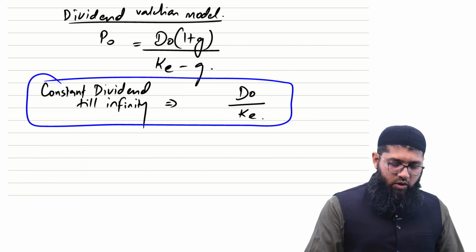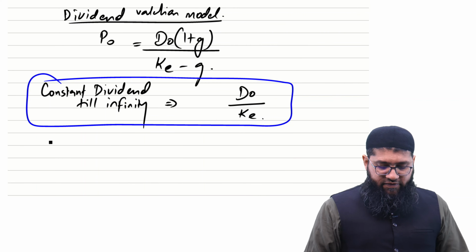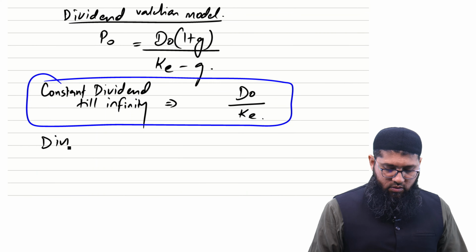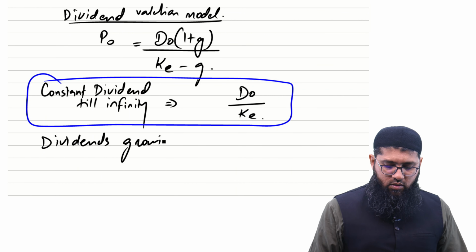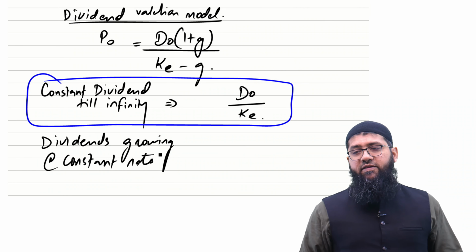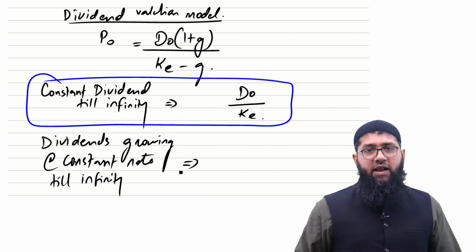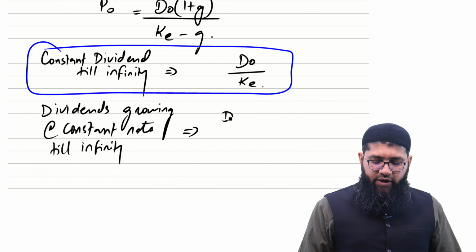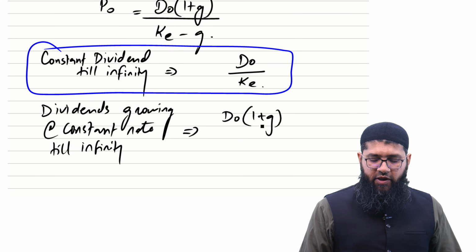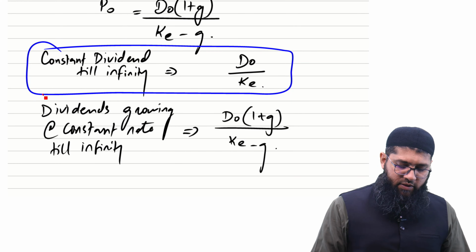Number 2, if you are going to say dividends are growing at a constant rate till infinity, then you are going to use D naught (1 plus G) divided by KE minus G.